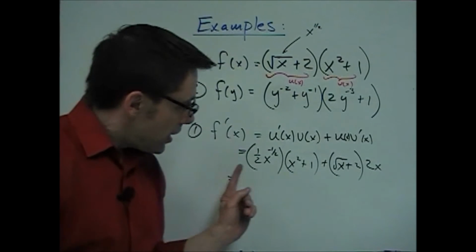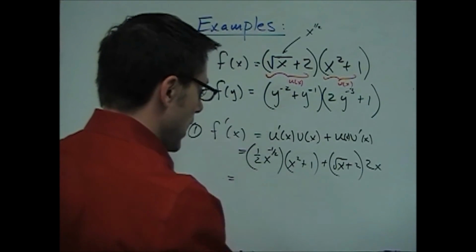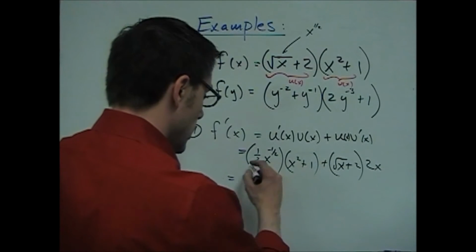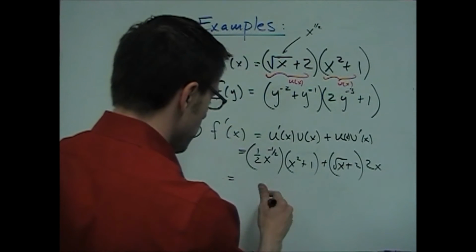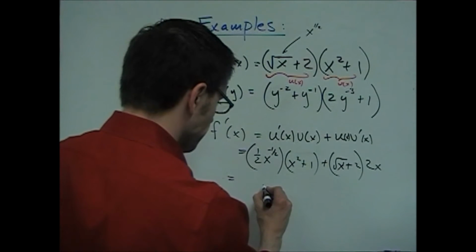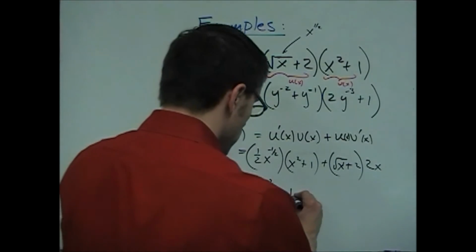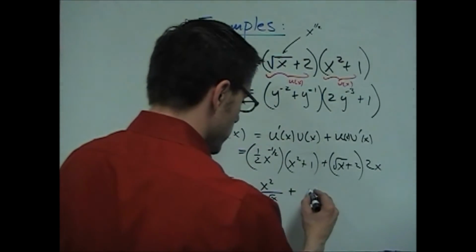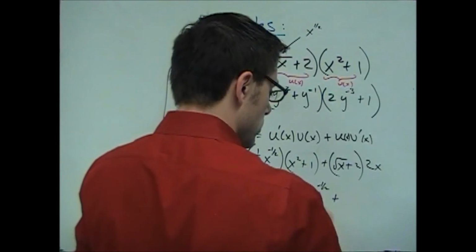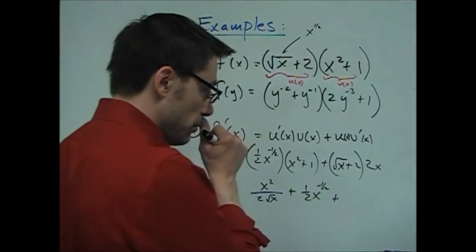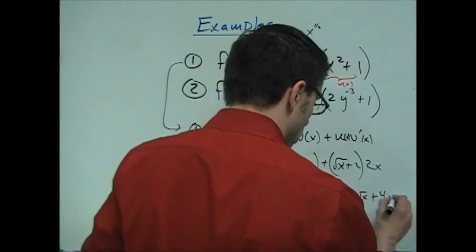And now we expand this as much as possible to simplify it. So what do I get here? If I expand this part, for the first term, it's going to be x squared multiplied by this quantity. So I'm going to get an x squared over 2 root x plus just these two multiplied by one another. So I get a 1/2 x to the minus 1/2 plus, if I multiply this 2x by this sum, I'm going to get 2x root x plus 4x.